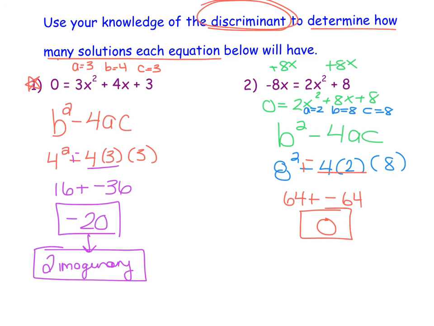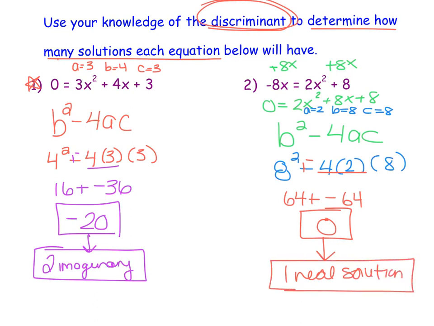So because I have a 0 underneath my square root in my quadratic formula, I can determine that I have one real solution. Because I know when the discriminant is 0, I'm going to have that repeated answer appear twice. So that means I only have one real solution.